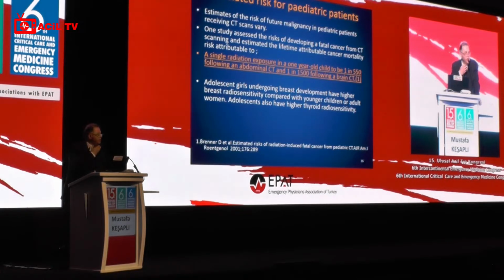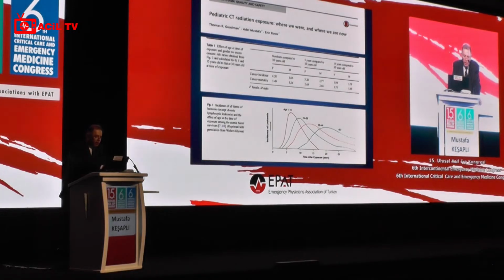And also especially the teenager group, for girls, their thyroid and their breast tissue are so sensitive to radiation exposure. There was another paper that declares the risk of a single radiation exposure in a 1-year-old child to be 1 in 550 following an abdominal CT and 1 in 1,500 following a brain CT. And it's a huge number also. But I will show you another presentation. Also, this picture shows us that if you are exposed in the beginning of your life, your risk is so much higher. For females, they are more sensitive than men also, my friend.